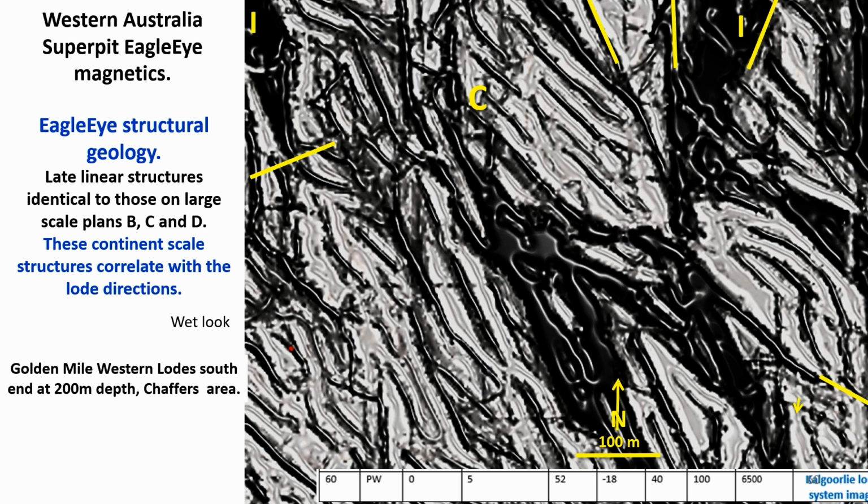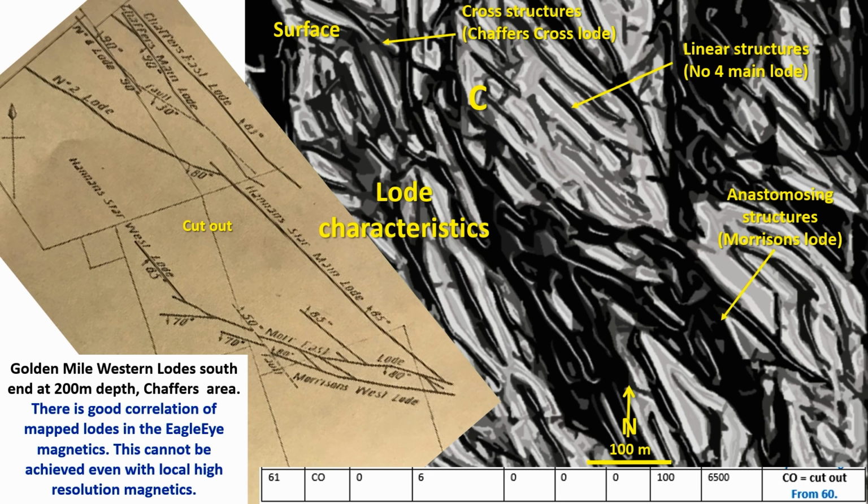So this is the wet look of that same area. And then I did a cutout look which shows the areas more domained. So the Morrison's lodes, which sit in here, sit through this anastomosing sort of area. Number 4 lode sits right on that one. Chaffers Cross sits on this one.